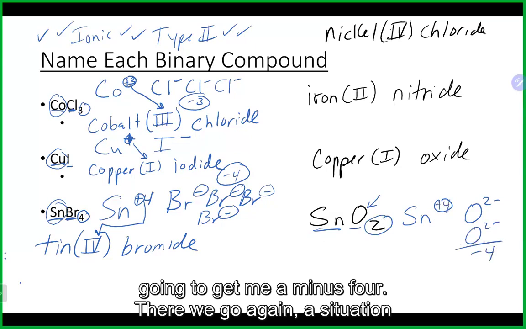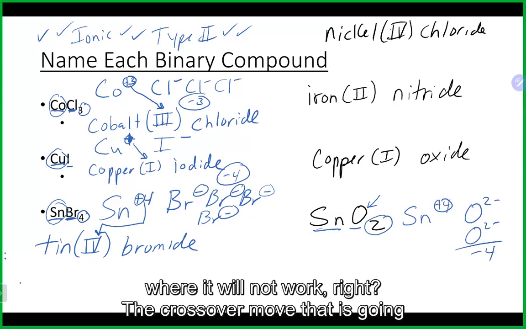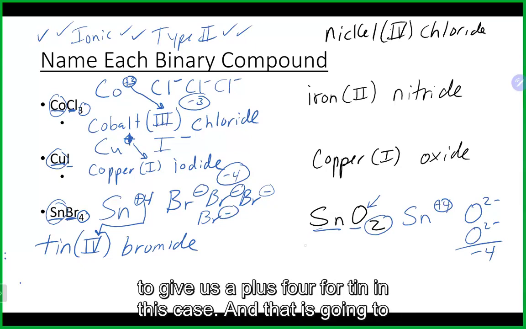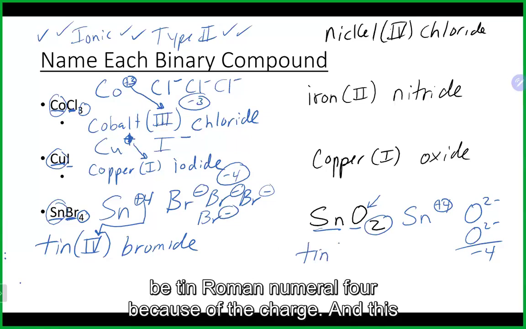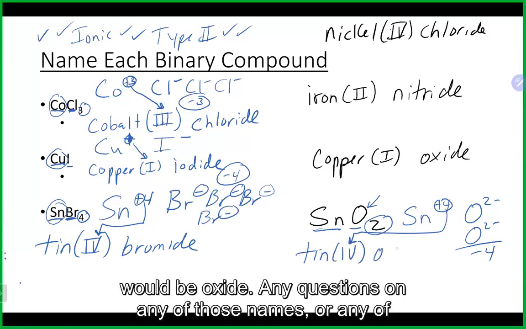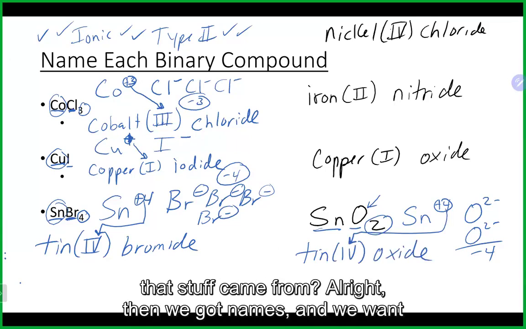There we go again, a situation where it will not work, right? The crossover move is going to give us a +4 for tin in this case. And that is going to be tin Roman numeral 4 because of the charge, and this would be oxide. Any questions on any of those names, where any of that stuff came from?